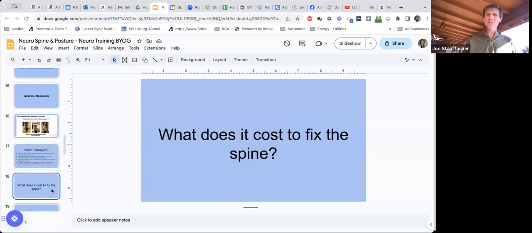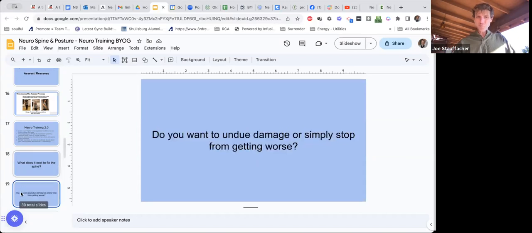So what does it cost to fix the spine? If you're someone who's having issues, or you don't want to have issues later in life and you want to avoid this, what does it cost to really regroup yourself? Do you want to undo damage, or are you simply getting worse? Every individual has to decide where they're at.